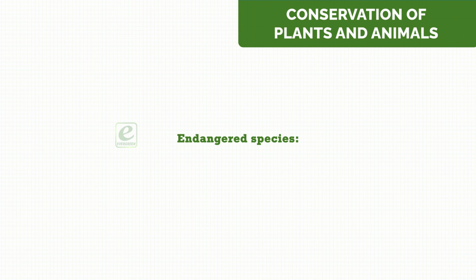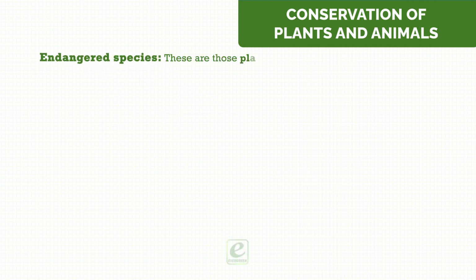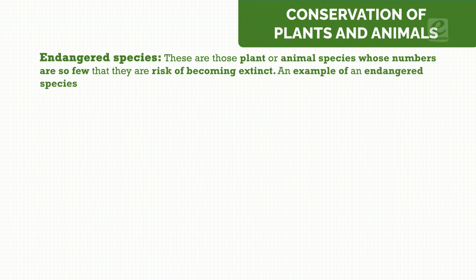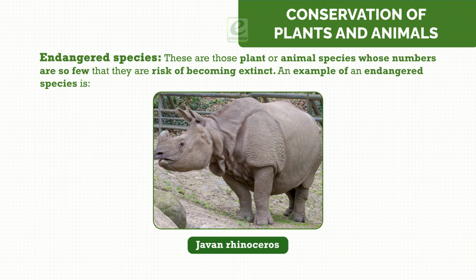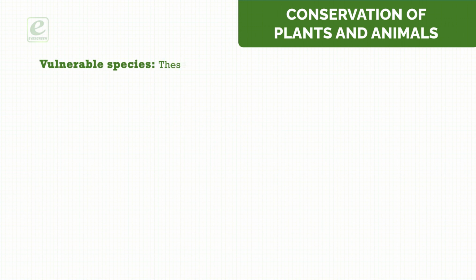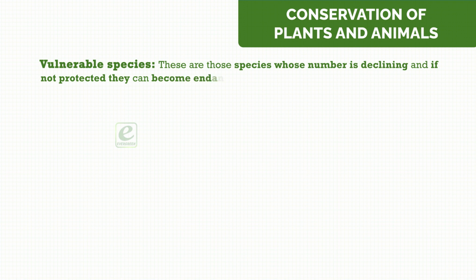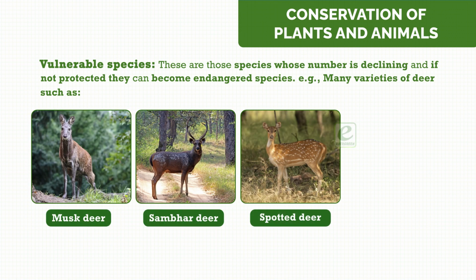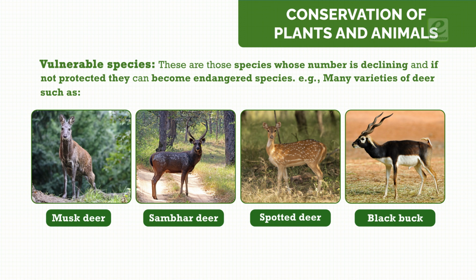Endangered species. These are those plants or animal species whose numbers are so few that they are at risk of becoming extinct. An example of an endangered species is Javan rhinoceros. Vulnerable species. These are those species whose number is declining, and if not protected, they can become endangered species. Example, many varieties of deer such as musk deer, sambar deer, spotted deer and black buck belong to the category of vulnerable species.